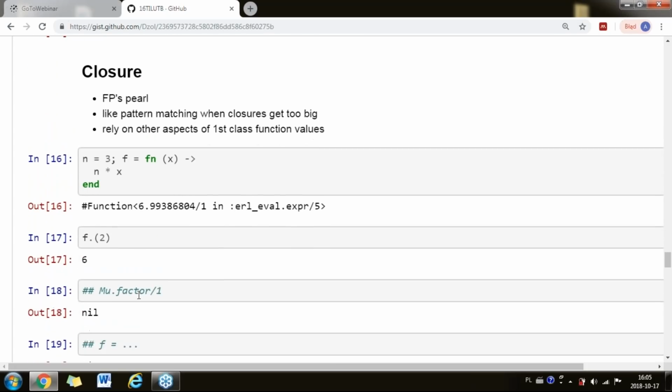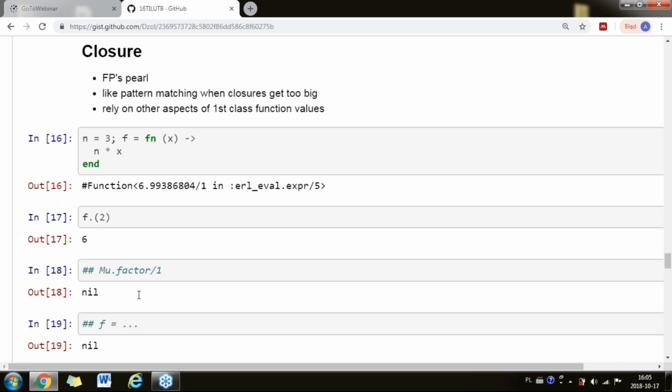So closure is what I'd like to describe as functional programming's pearl, right? It's such a useful construct. Like pattern matching, when closures get too big, they can become unwieldy and very hard to work with, very hard to understand.